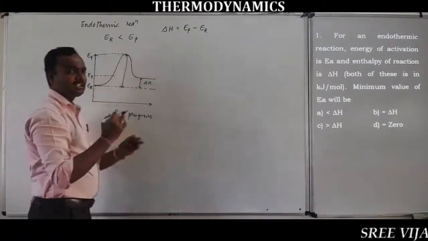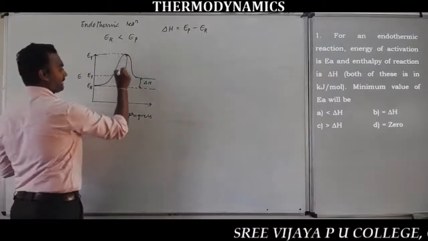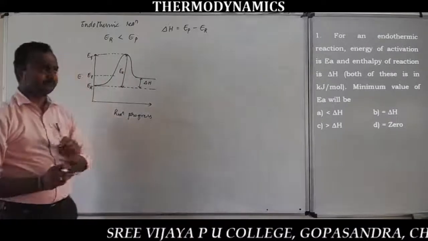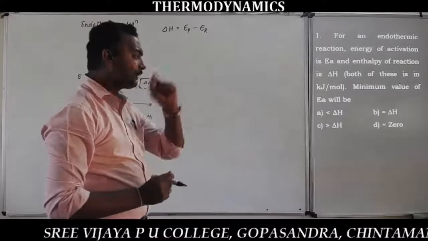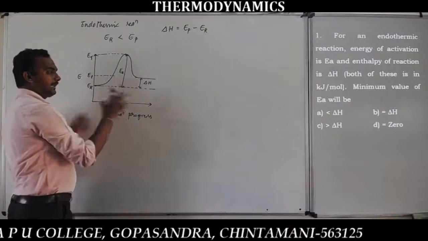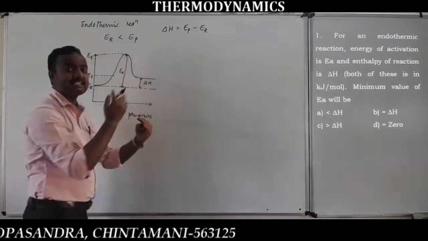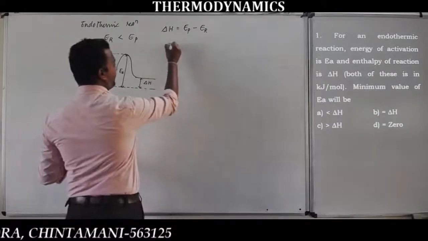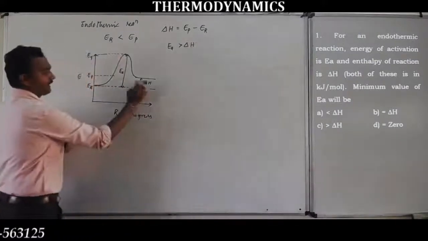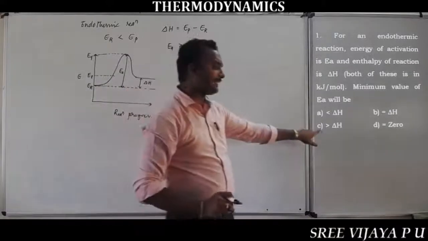At the threshold energy, the reactant molecules start to collide with each other to give the product, and this difference is called the activation energy. So this is the graphical representation. In this case, what is the question? The minimum value of EA will be, that is, how much is EA, how much is delta H, for an endothermic reaction. The minimum EA value is greater than delta H. Therefore the minimum value of activation energy should be greater than delta H. See, there the activation energy is greater than delta H. So option C is the correct answer.